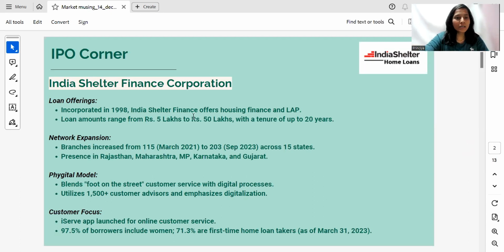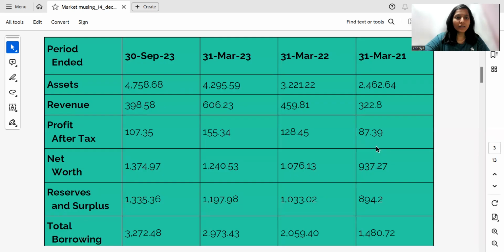Now looking at its network expansion, the branches have increased significantly from 115 in March 2021 to 203 in September 2023 across 15 states, and it has its major presence in Rajasthan, Maharashtra, MP, Karnataka and Gujarat. Now, moving towards the financial part, looking at the assets, we can see that the assets of this company have steadily been increasing, reaching around 4,758 crores at the end of September 2023.